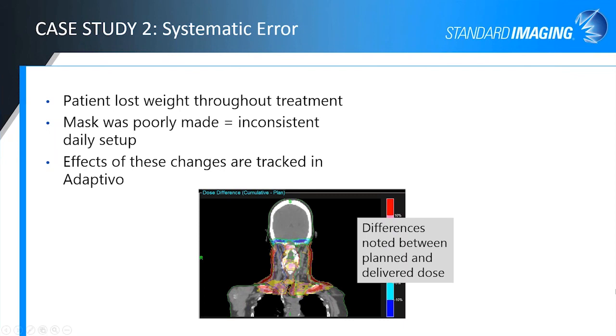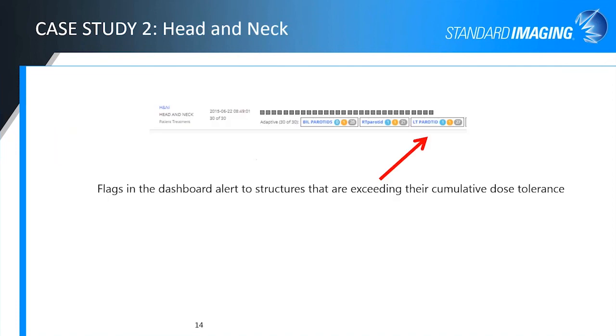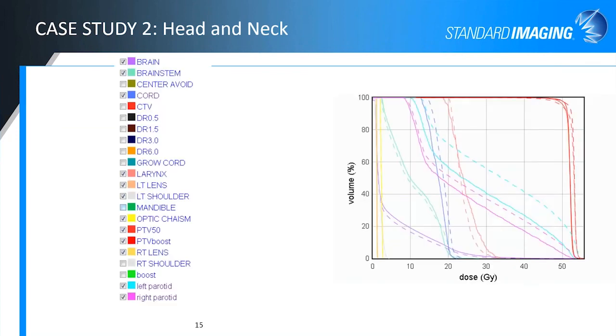Again, we looked at this when we were reviewing the software, but this is our dose difference image. So the areas in red, pink, and yellow indicate regions of the patient that are receiving a higher dose than planned, and blue and green indicate regions of the patient that are receiving a lower dose than planned. Alerts on the dashboard are generated and communicated to the user to review specific regions of interest. And then DVH data can be evaluated to determine the extent of that dose difference.